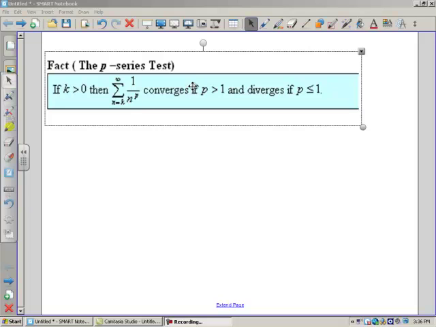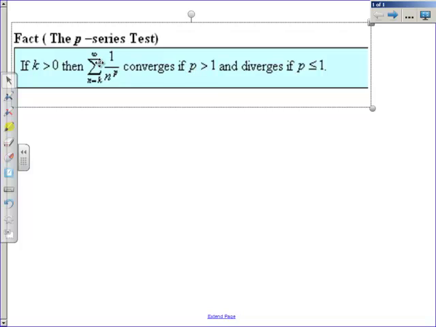We're going to do a short video today over the P-series. A P-series test is probably the quickest way to tell if a series converges or if it diverges. And so we're going to take a look at this fact here, the P-series test.